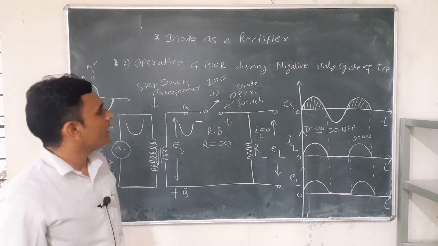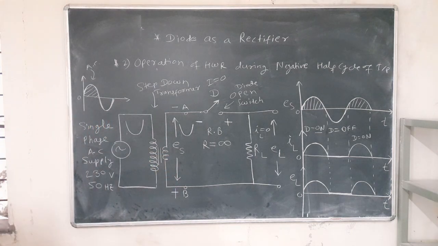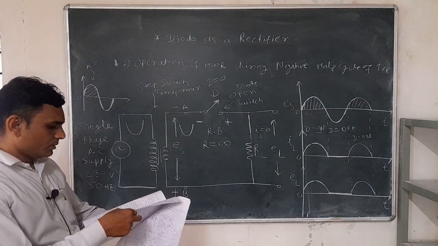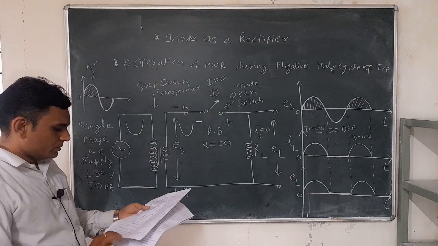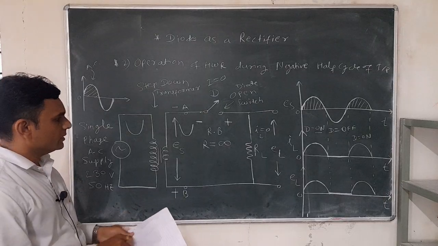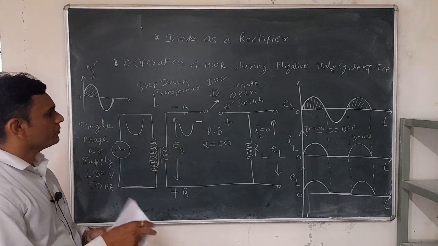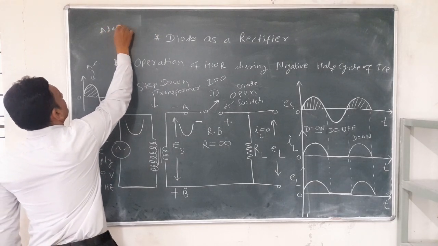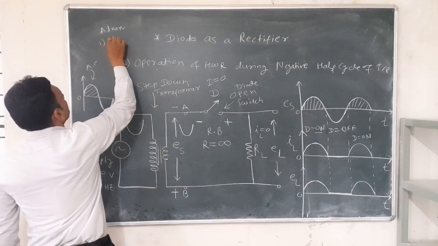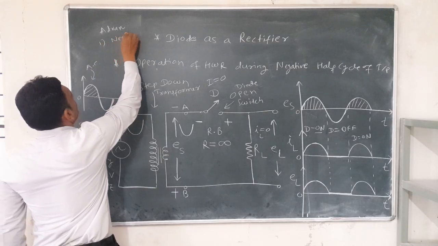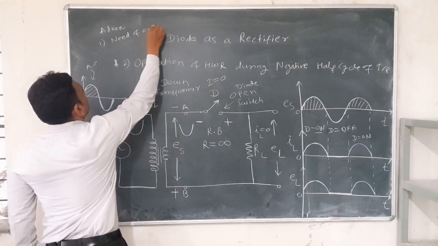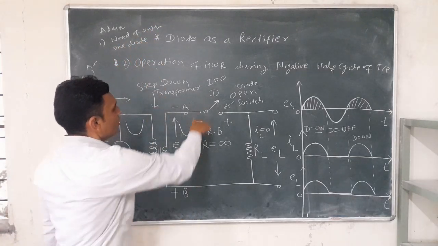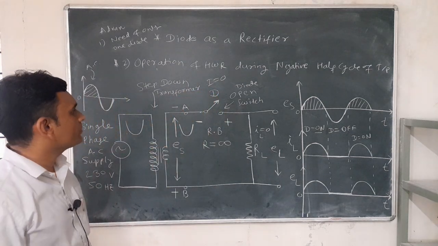Now this rectifier has some advantages. The first advantage is that this rectifier requires only one diode. Only one diode is required in this circuit.